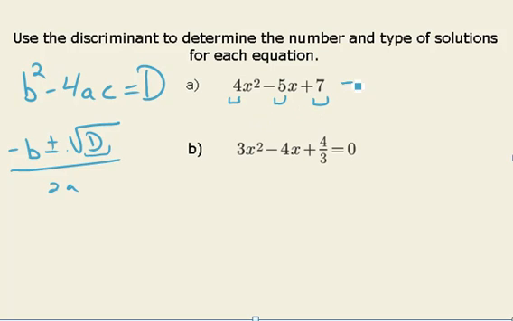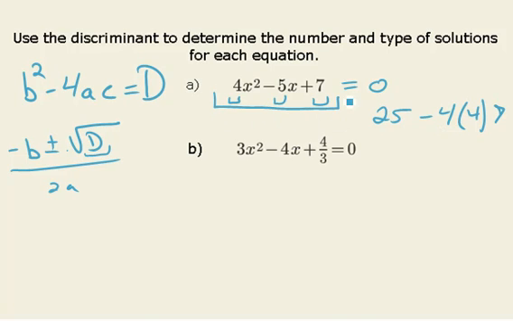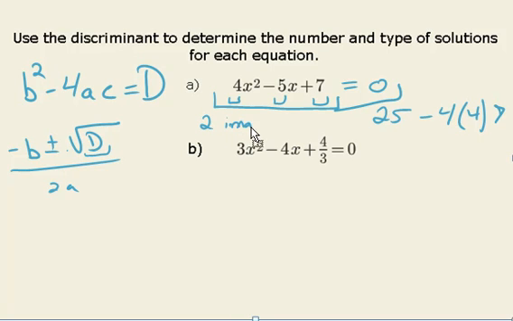Here's a quadratic equation, now that I've put equal 0 on there, and I can look at my a and my b and my c, and so I can compute this discriminant. B is negative 5, so b squared is 25, minus 4 times a, which is 4, times c, which is 7. So here's our discriminant, 25 minus 4 times 4 times 7. Well, 4 times 7 is 28, times another 4 is 100 and some odd. So 25 minus something bigger than 100. That's a negative number. So for this quadratic equation, I'm going to get two imaginary, or two complex, solutions.